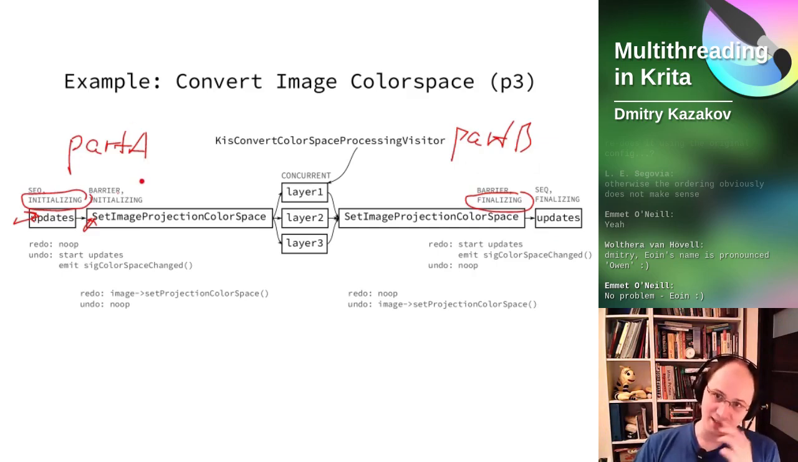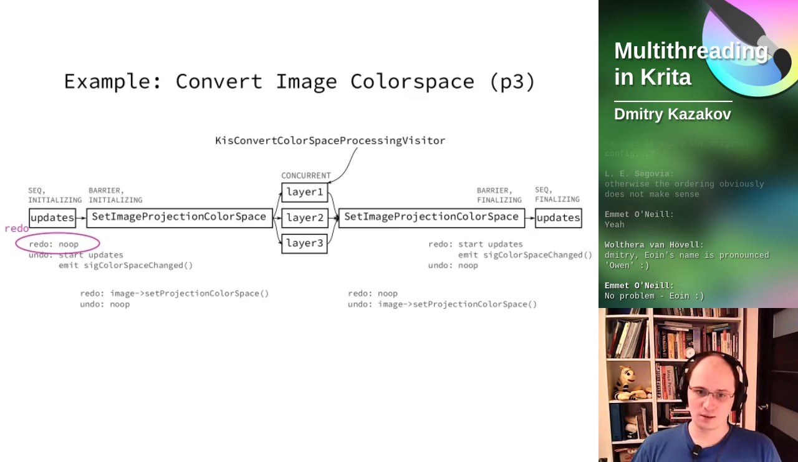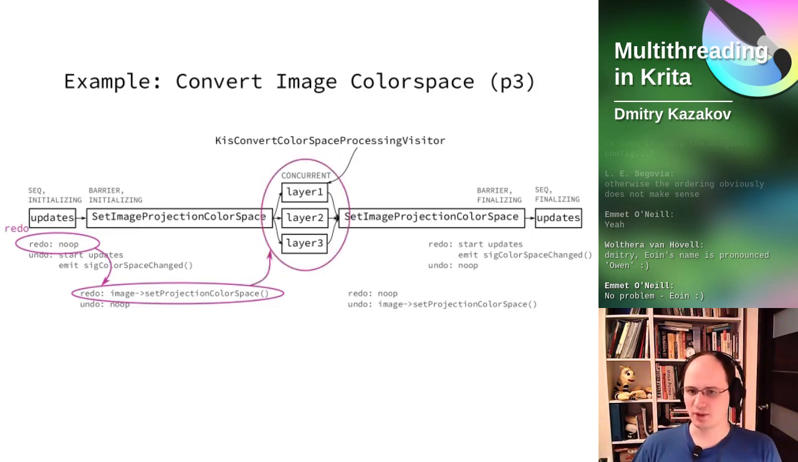So these commands are designed in a way that when you call redo, updates command does nothing. Then set image projection color space on redo sets actual metadata. Then we convert our pixels. Since this command is finalizing, and its part B is empty, it does nothing. And part B of updates actually does updates and emits the signal.